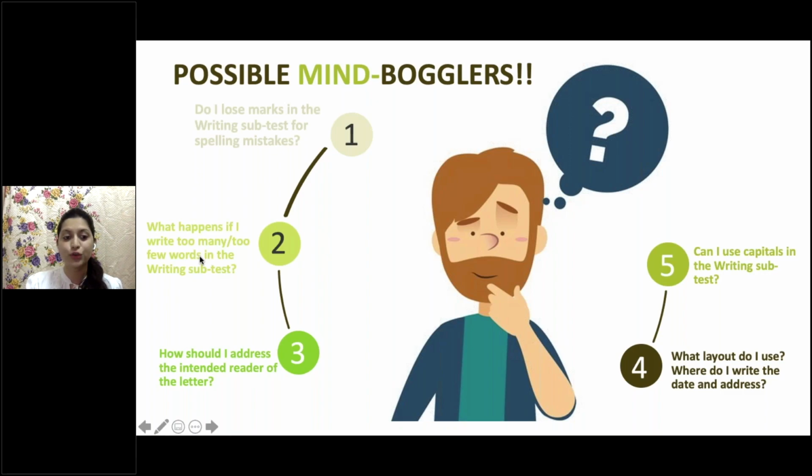What happens if I write too many or too few words in the writing subtest? So there is no penalty as such if you write too many or too less, but usually a good letter would contain around 180 to 200 words. So if you write anything lesser than that, it means that you've left out a lot of relevant information. And the minute it crosses 200, it means that you have included a lot of irrelevant information. So try to focus the word limit between 180 to 200.